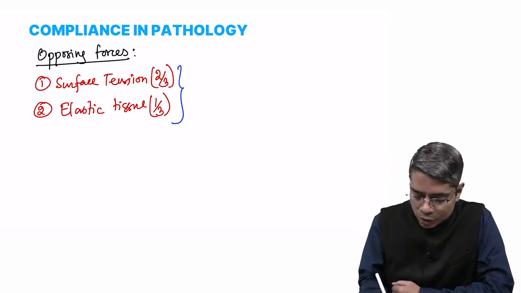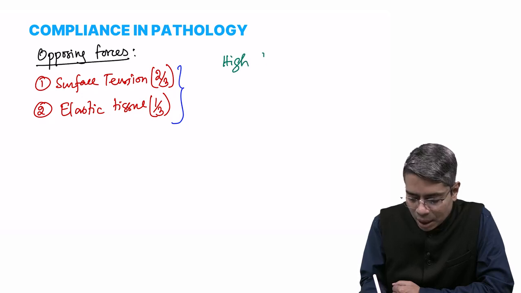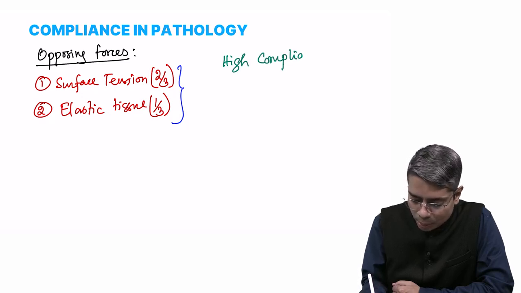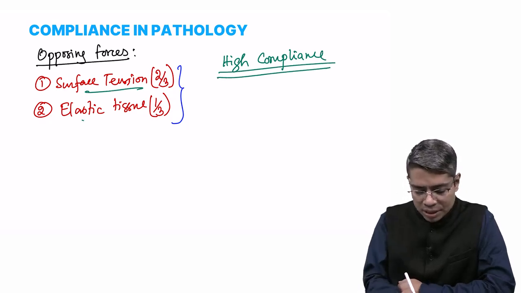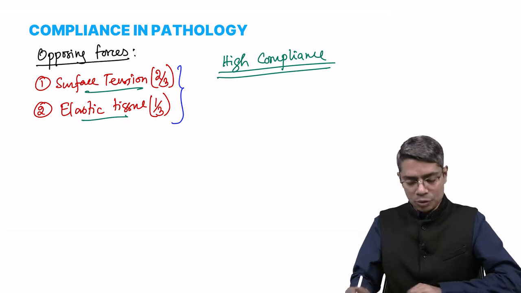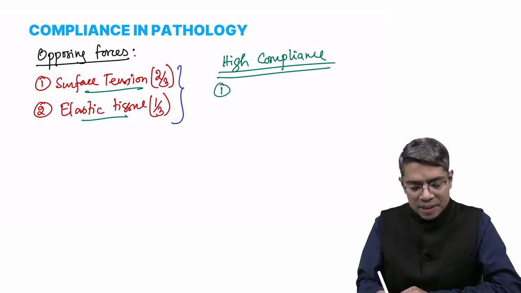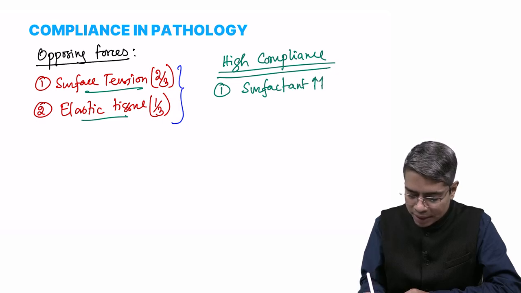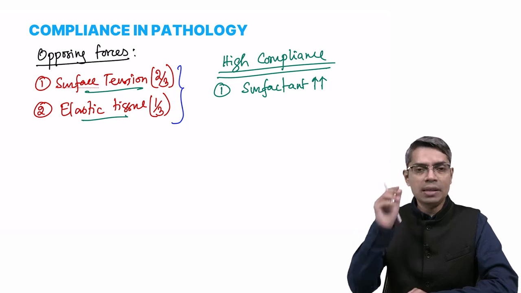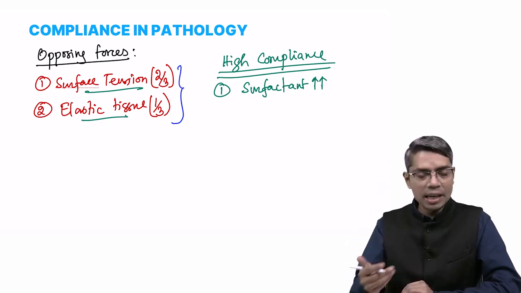And if the opposing forces decrease, then compliance will be higher. So whenever I am writing high compliance, it means you have to reduce the surface tension and you have to reduce the elastic tissue. Number one, surface tension will be reduced if the surfactant is more. So more the amount of surfactant, an increased amount of surfactant means there will be more compliance, right? High compliance.